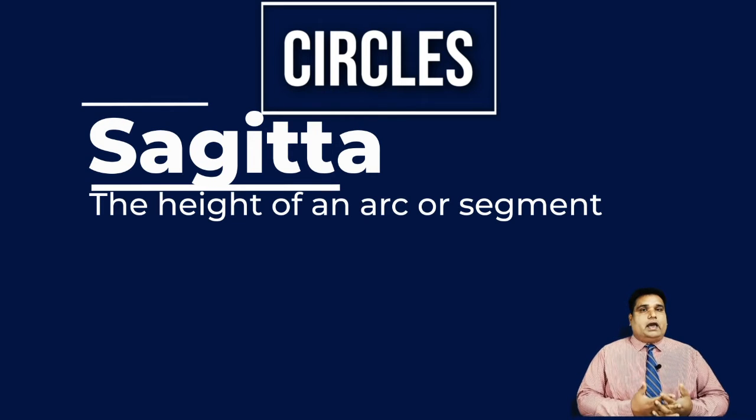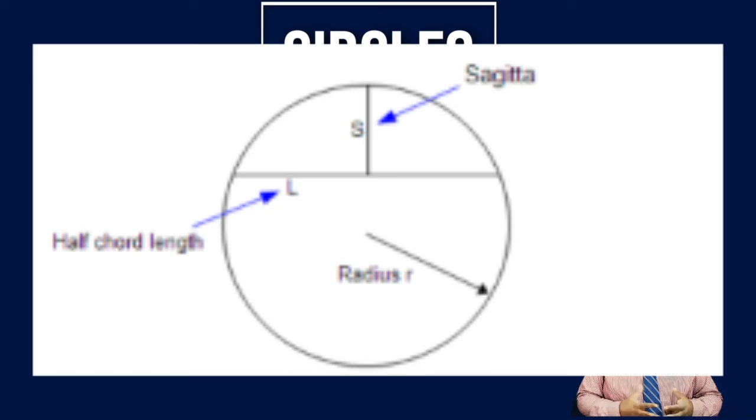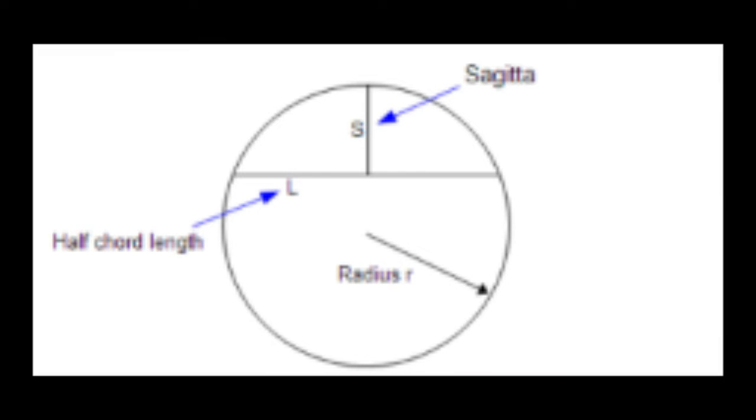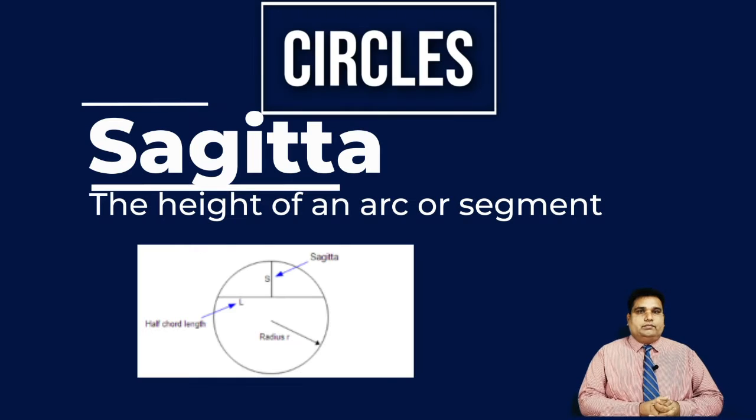Sagitta. So what is a sagitta in a circle? When we have a sector, the height of an arc or segment is known as the sagitta. We have a small sagitta and a long sagitta. The sagitta is the height of an arc. It is a perpendicular from the midpoint of the arc's chord to the arc itself, right?